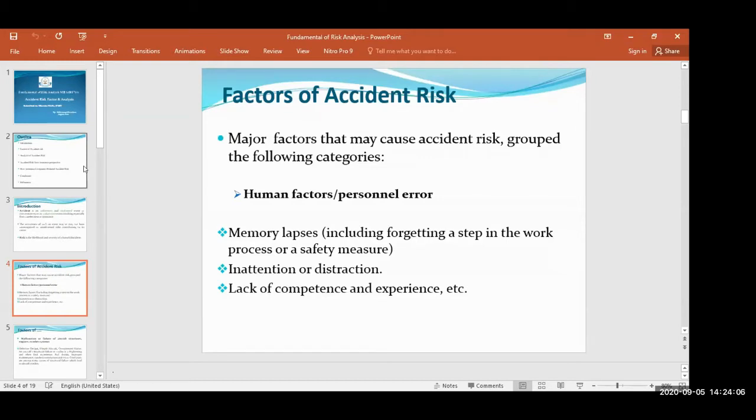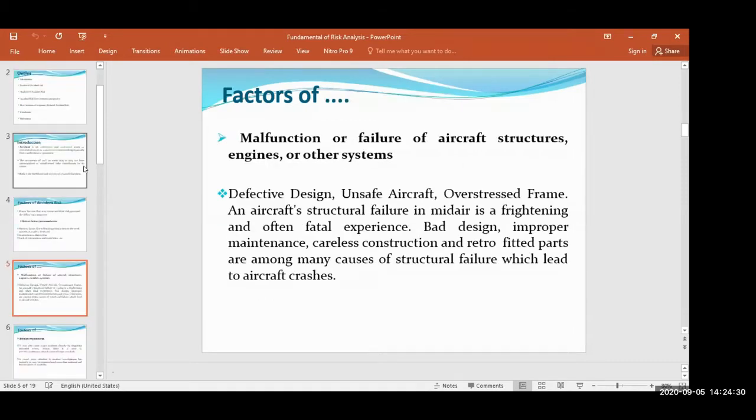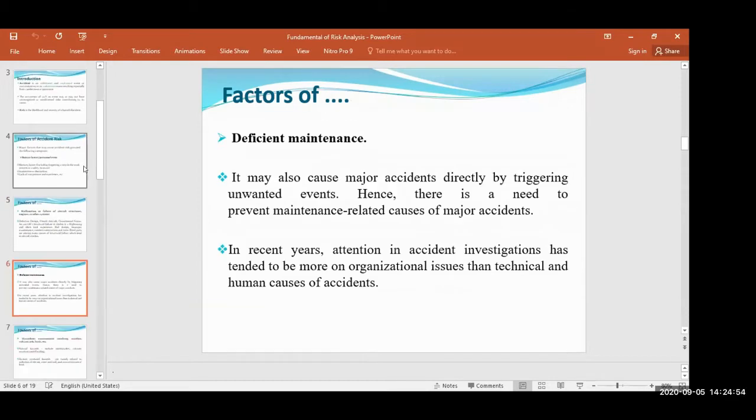When you say memory lapse, people may have forgotten things, or forgotten a step or the process or the safety measure. Maybe in the factory, they should wear shoes for slippery areas, but they are not keeping that. Because of that, an accident will occur. The second one is malfunction or failure of aircraft structure, engine or other system. The recent MAX airplane is a good example for this. Defective design, unsafe aircraft, overstated frame, aircraft structural failure, something like that is included in this failure of aircraft structure.